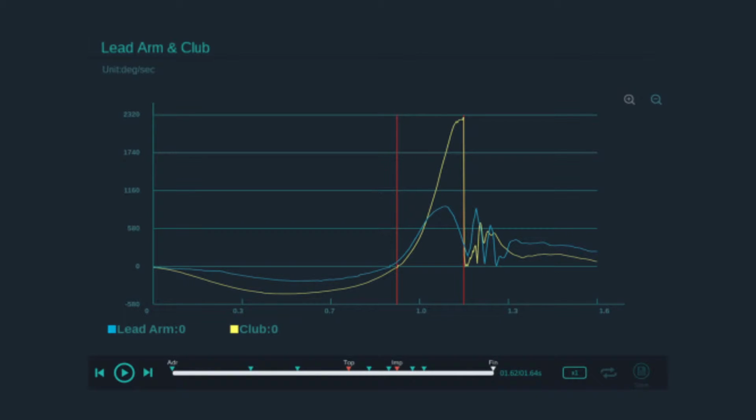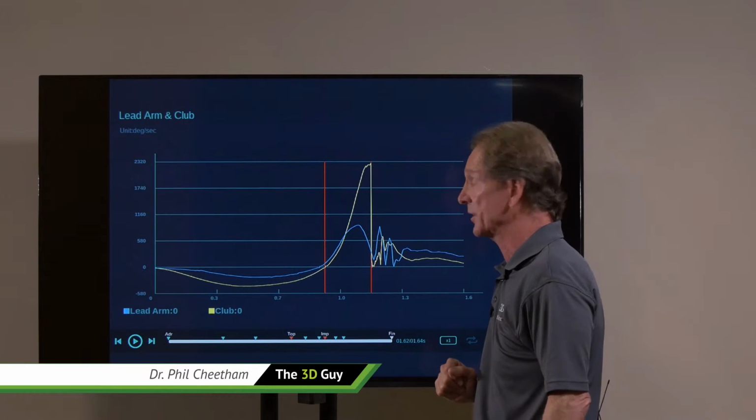The blue curve is the lead arm, swinging speed in degrees per second. The yellow curve is the shaft swinging speed in the swing plane, and that's also in degrees per second.